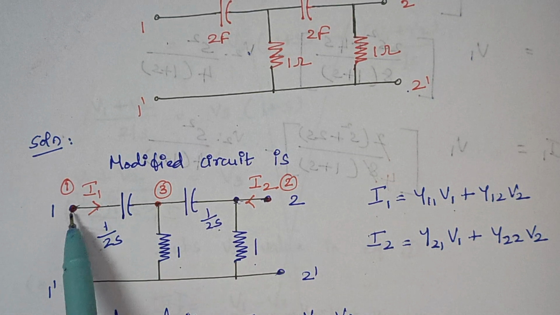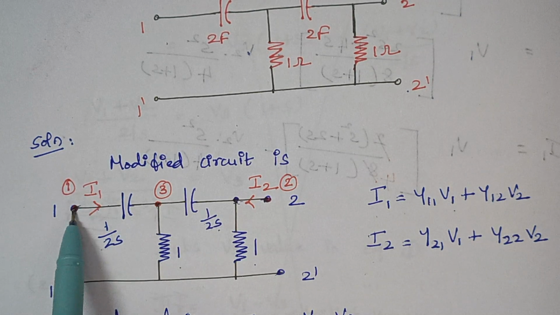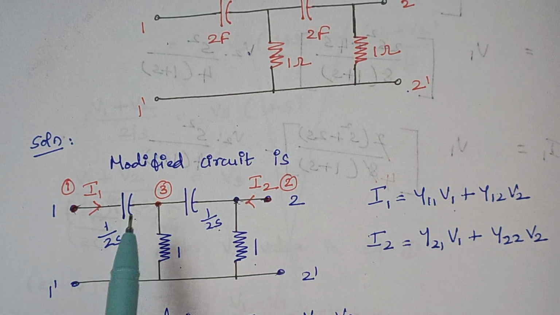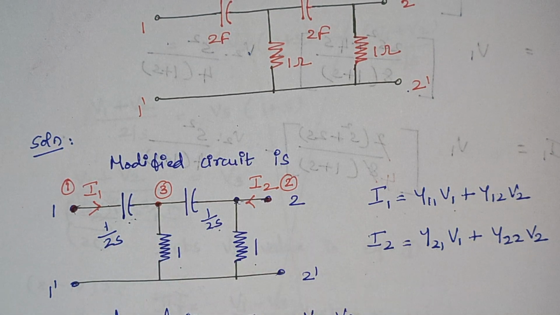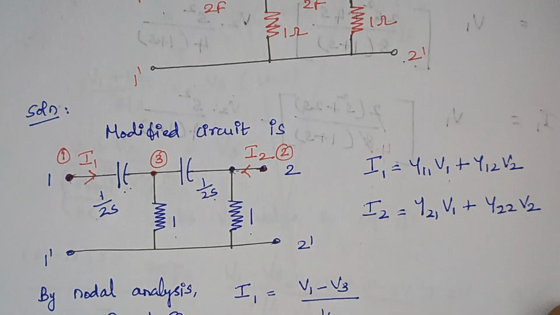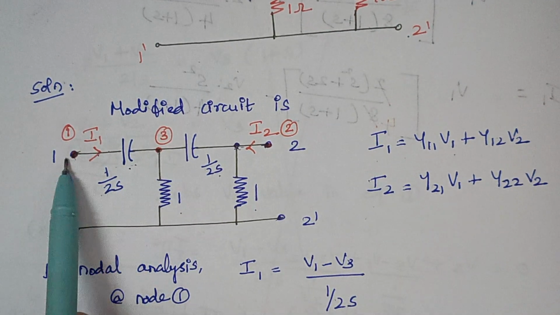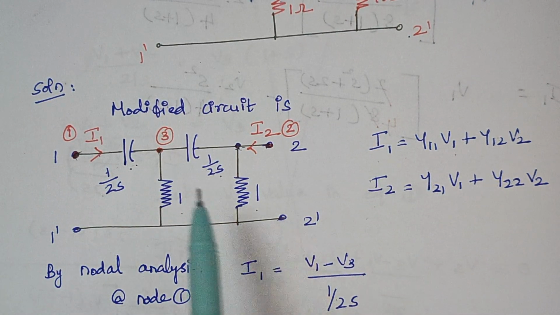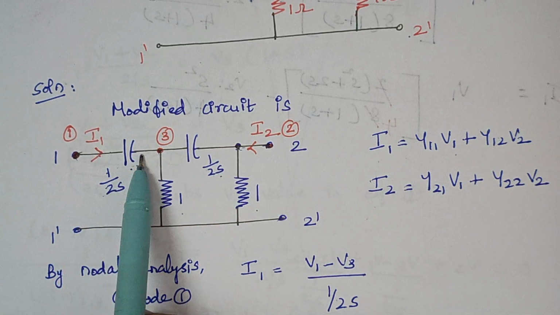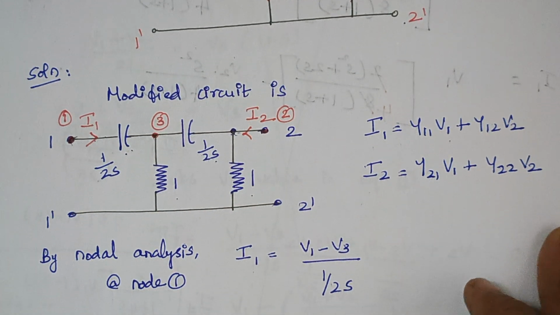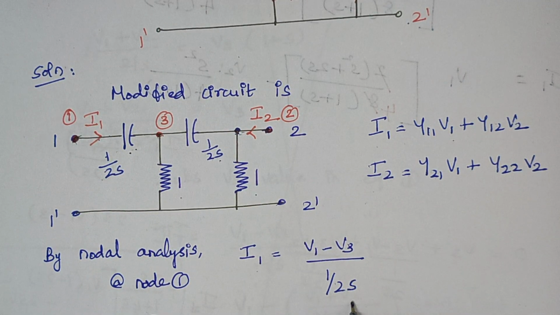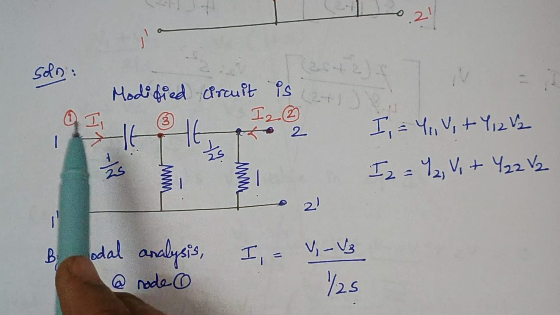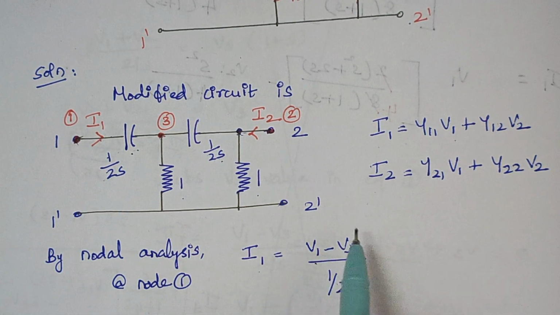First we consider node 1. To this node 1 we have only one capacitor, connected between node 1 and node 3. While writing the equation, I1 is the current that flows into the node 1. So here I1 is given by V1 minus V3 divided by 1 by 2S. Since we are considering node 1, we have to write V1 first. So V1 minus V3 by 1 by 2S.